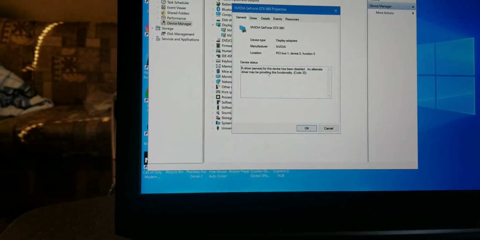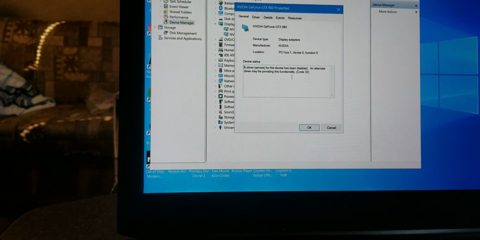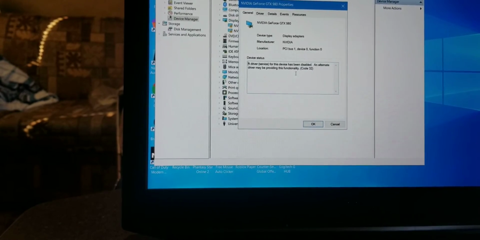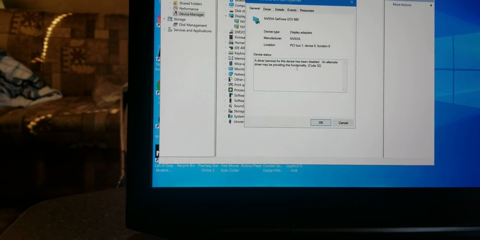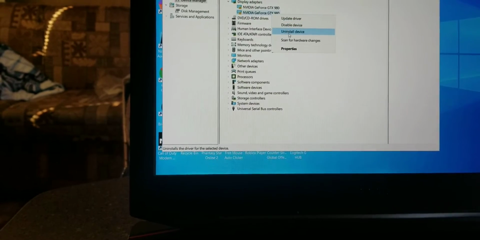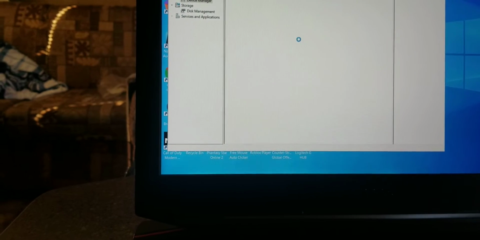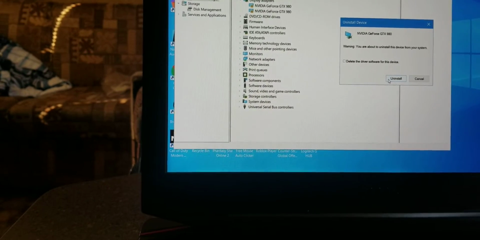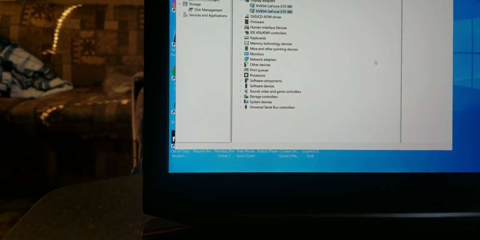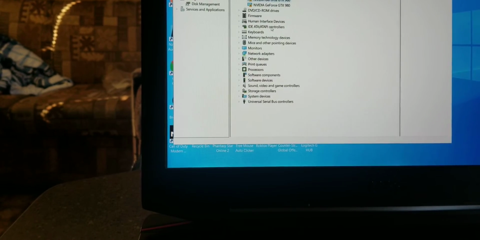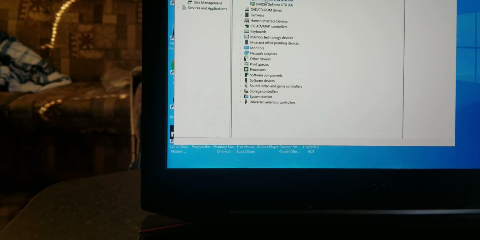A driver or service for this device has been disabled. An alternate driver may... Why? What? Why would this be disabled? In what way or what function would disable my cards? Why would any of these be disabled is the question. Looking like this isn't working. Nothing's found in the hardware changes, and nothing is working for the cards.